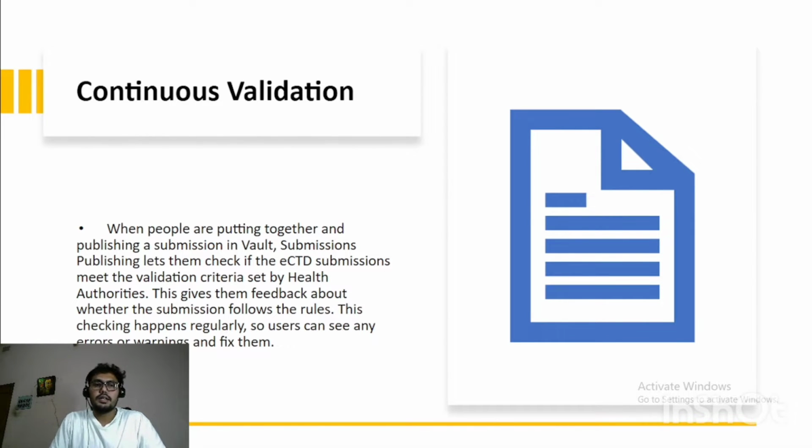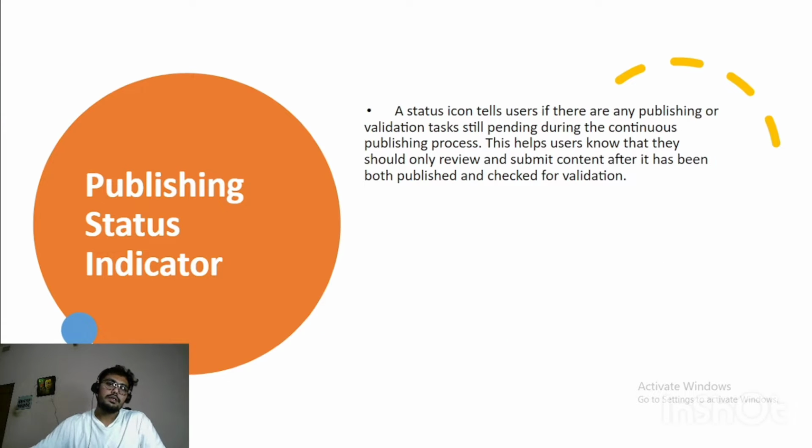And then there is continuous validation, as I discussed just now. When users are putting together and publishing a submission in Vault, submission publishing lets them check whether the submission meets the validation criteria set by the health authority or not, and this gives them feedback about whether the submission follows the rules. This checking happens regularly, so users can see any error or warning, and whether any error needs to be fixed or not, right? So this is a good concept which is part of the publishing feature.